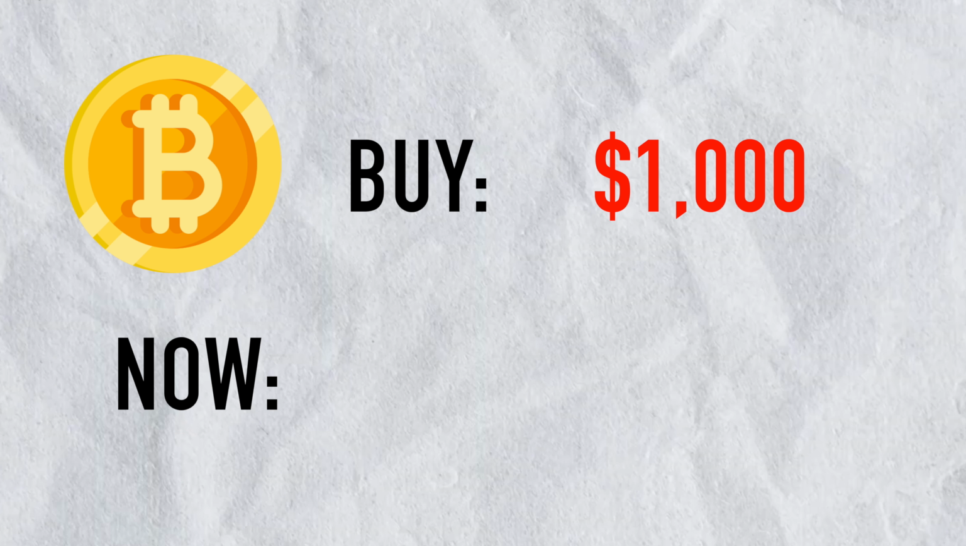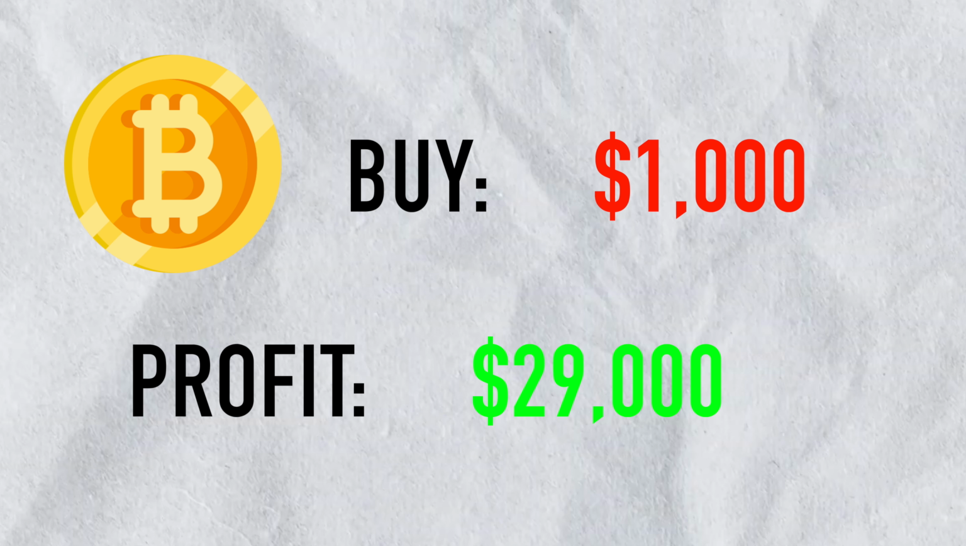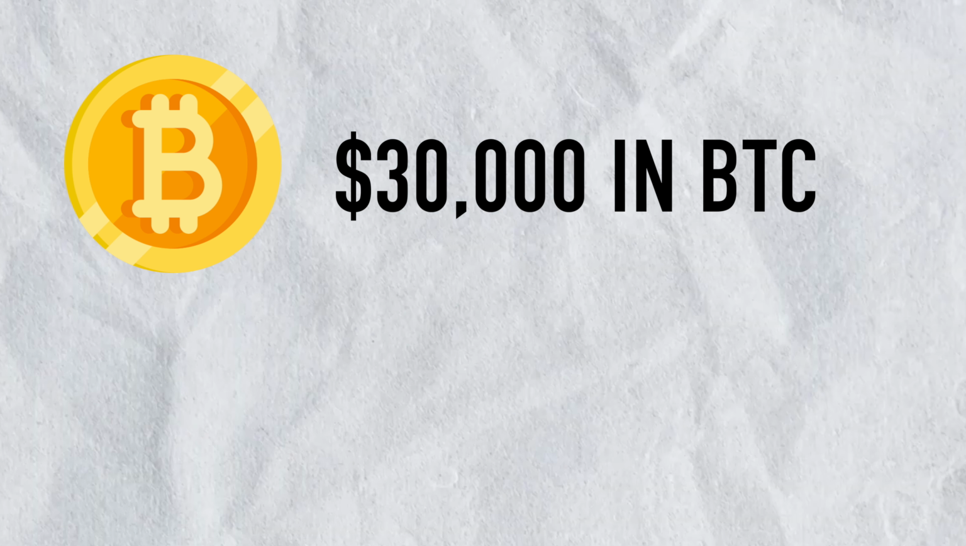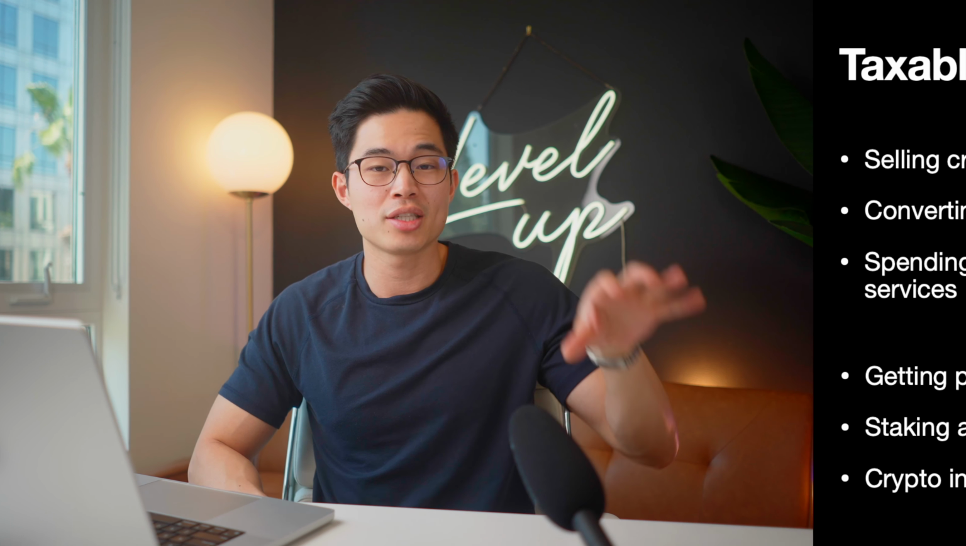Let's say, for example, you bought Bitcoin at $1,000. It's now worth, let's say, $30,000, so we have that gain of $29,000. If you convert that $30,000 of Bitcoin to $30,000 of Ethereum, that's actually a taxable event, and you are actually going to be owing taxes on that $29,000 gain, even though your money is still locked up in crypto.